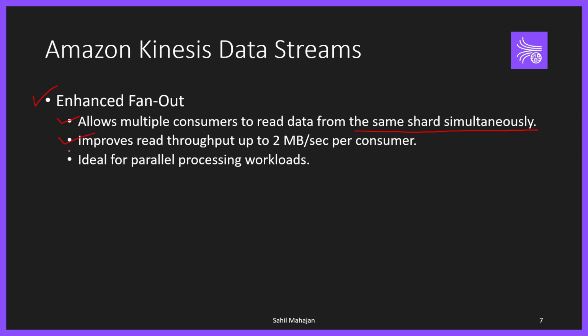Point number 2 is that it improves your read throughput up to 2 MB per second per consumer. Now, if enhanced fan-out is not implemented, the 2 MB per second that you have per shard is distributed among all of the consumers. But when you have enhanced fan-out implemented, each consumer gets up to 2 MB throughput. And enhanced fan-out is basically ideal for parallel processing workloads, that is, when you have multiple consumers.